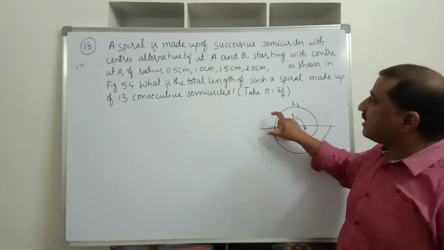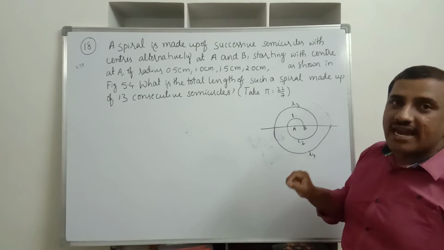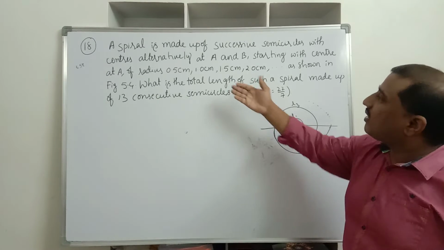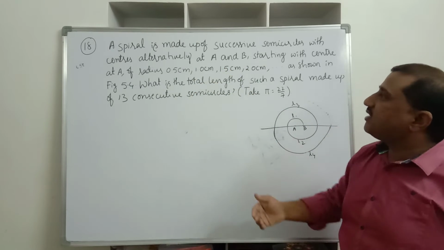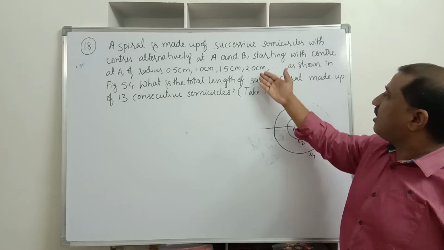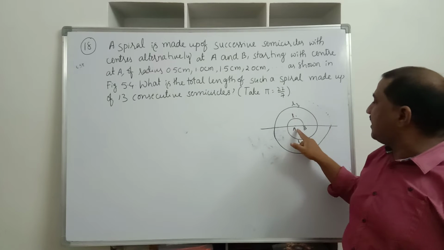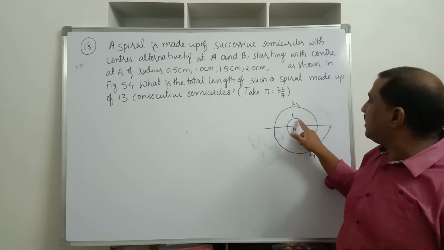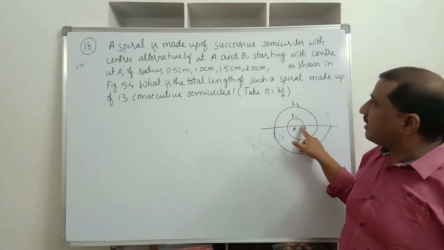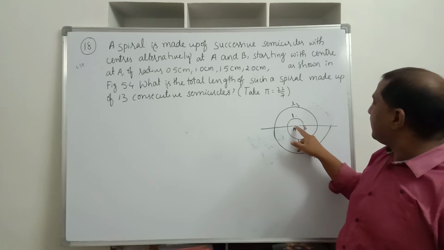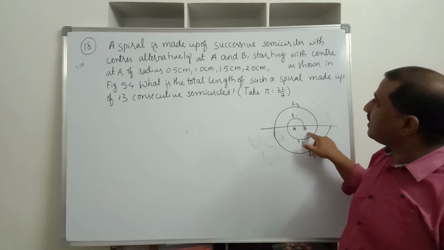How many consecutive semicircles should we consider? It is 13. So that 13 represents n. So n is equal to 13. What are the radii given in the figure? They are 0.5 centimeter, 1.0 centimeter, 1.5 centimeters, 2.0 centimeters and so on. If A is the center, the first semicircle has length L1 and radius 0.5 centimeter. Then B is the center for the semicircle whose length is L2.